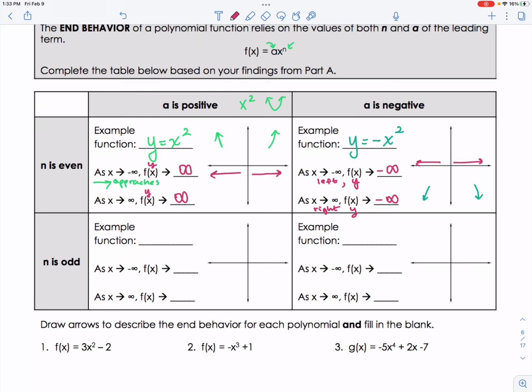So as my x approaches negative infinity, so as we go to the left, my graph is going up towards positive infinity. And as we go to the right towards infinity, so as we're going to the right, my graph is going down to negative infinity.